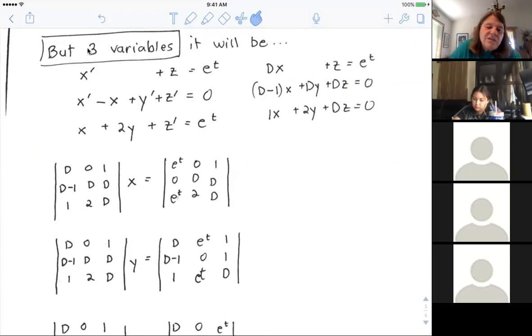Notice, or the system. Notice that on the left-hand side, I put all the x, y, z's, y primes, x primes, everything I've got, z primes.